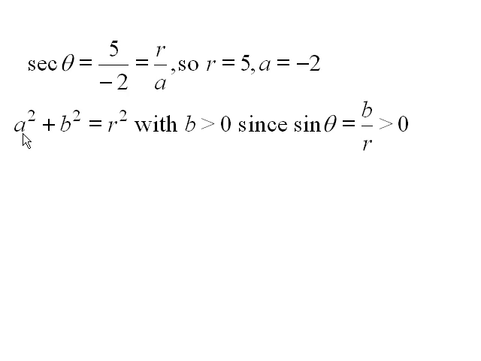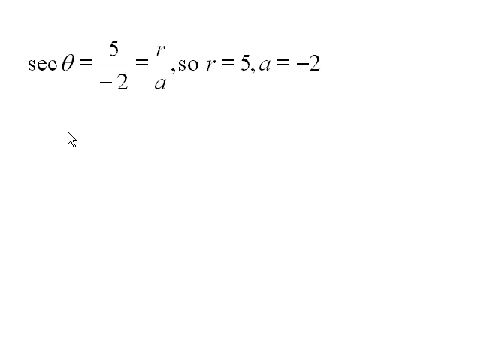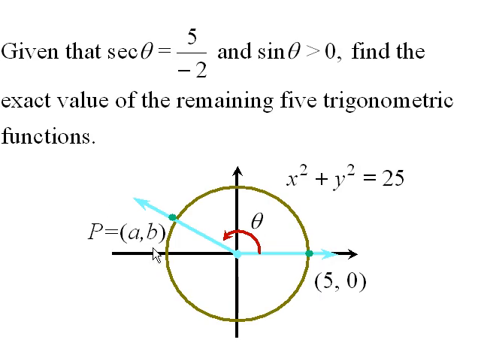Now from the Pythagorean theorem, we've got a squared plus b squared equals r squared. That's going to give a value for b squared, and when you take the square root, it could be positive or it could be negative. In this case, we know that we want to take the positive square root. Let me show you why. Back, look at the picture again.